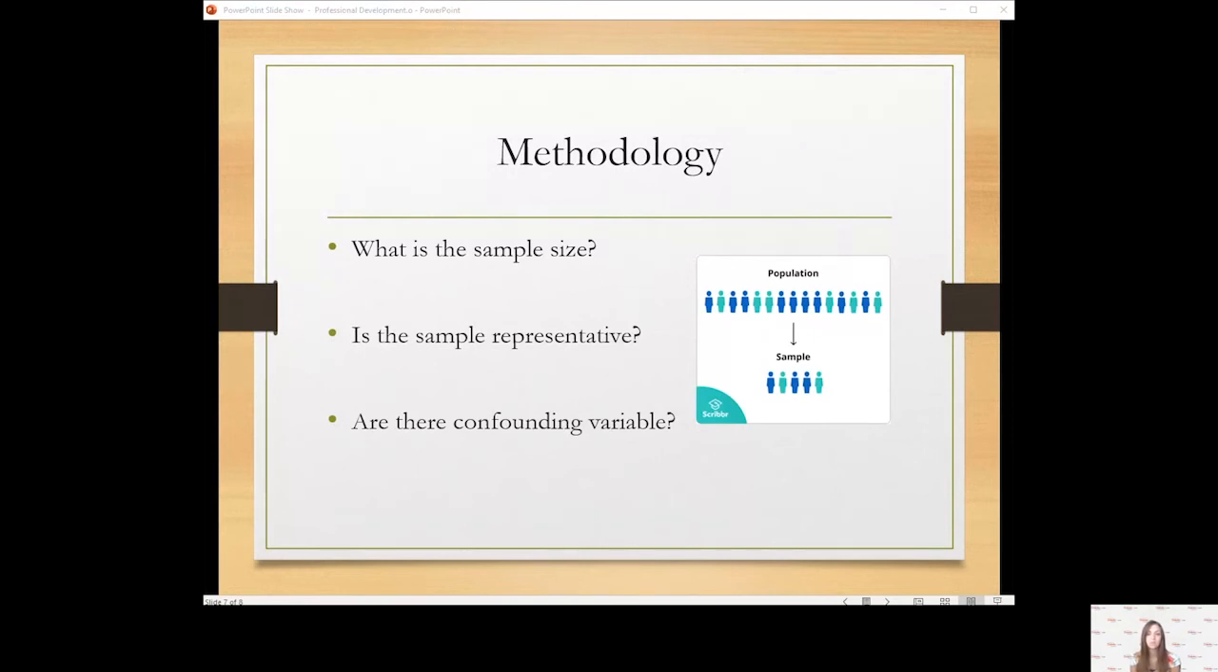You'll also want to look to see if there are confounding variables. These are any variables that may have an impact on the outcome of the study. So an example of this would be if you were looking at length of stay and age in patients, a confounding variable may be underlying health conditions.